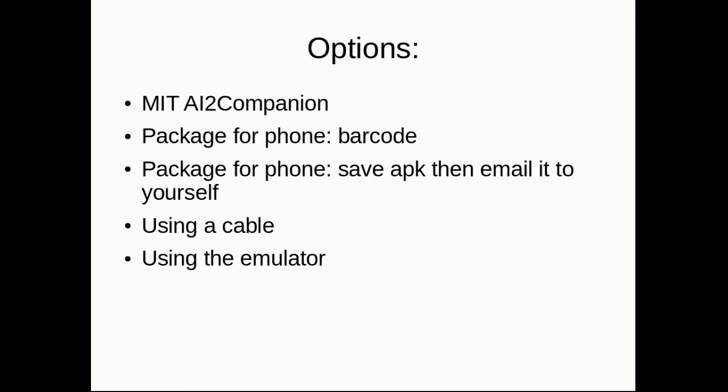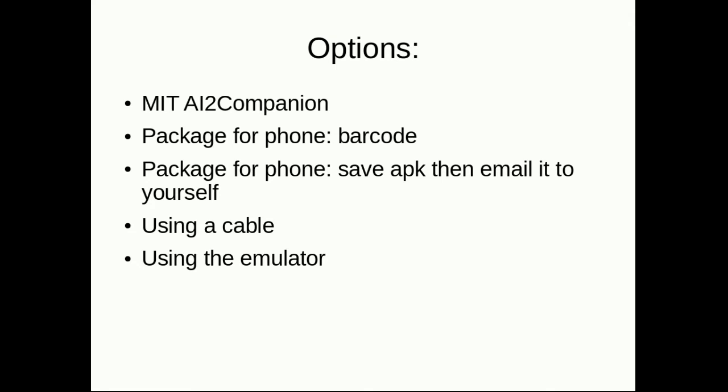There are lots of options for actually getting things on the phone. And what I'm going to do in this session is a really quick overview of the ones that are of interest in this particular context. So the first on the list is something called MIT AI2Companion. That is something deliberately designed to work with App Inventor, and it is used to debug and make sure things are working and test things on the fly.